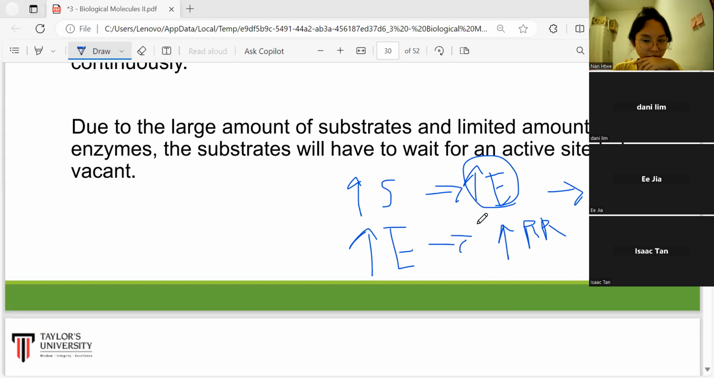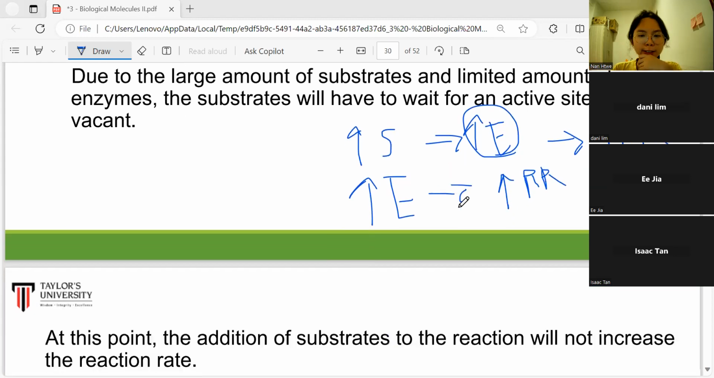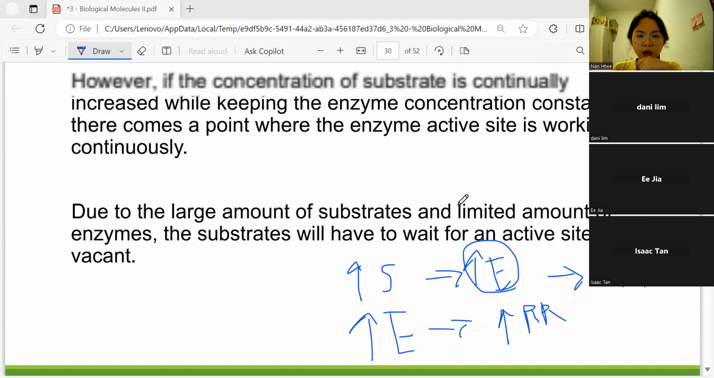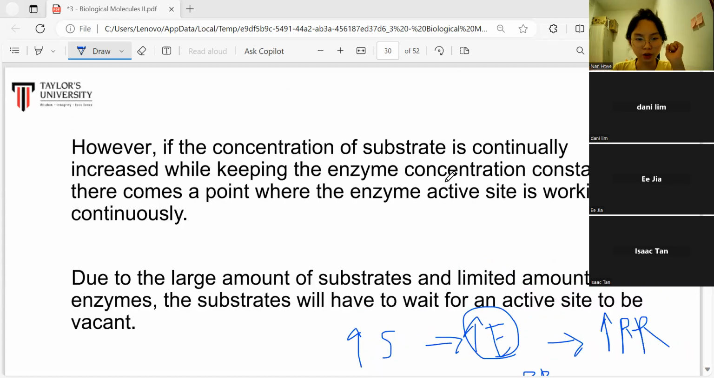The enzyme will work a bit slower because the substrate keeps increasing and the enzyme remains constant. So the enzyme can't take a break. Well, it's not wrong, but it's not entirely true yet. So I will give you an example.